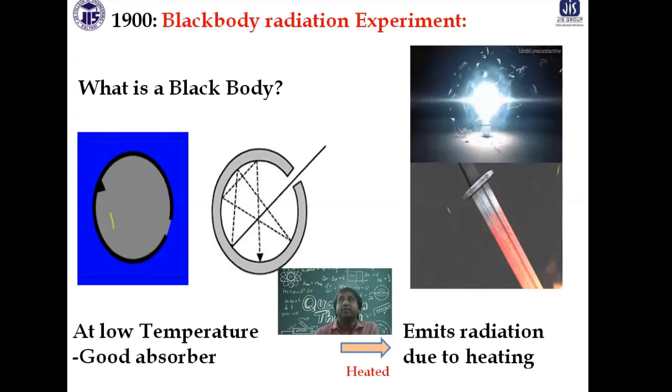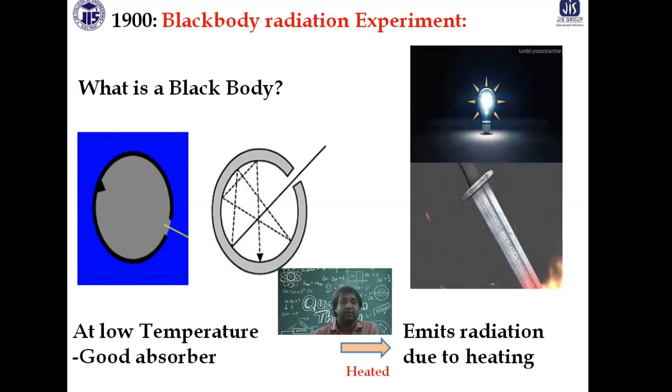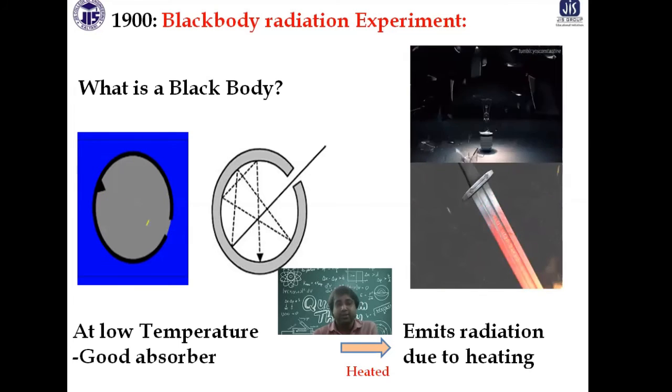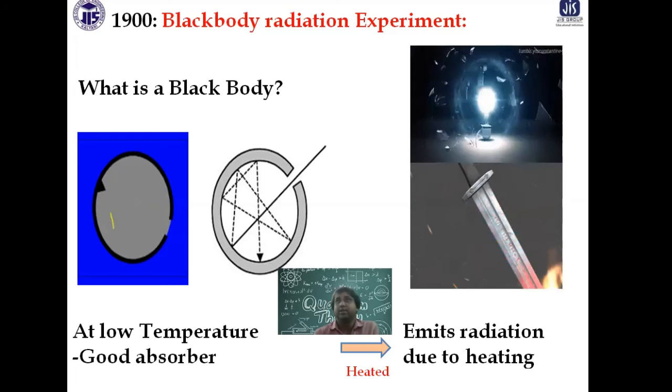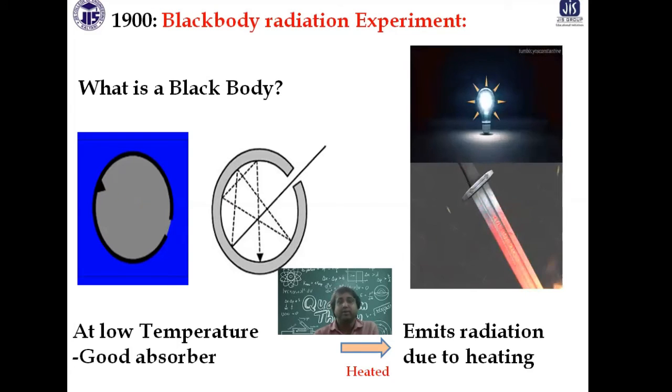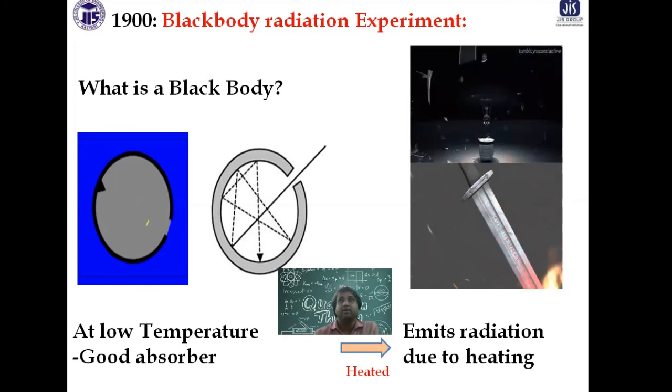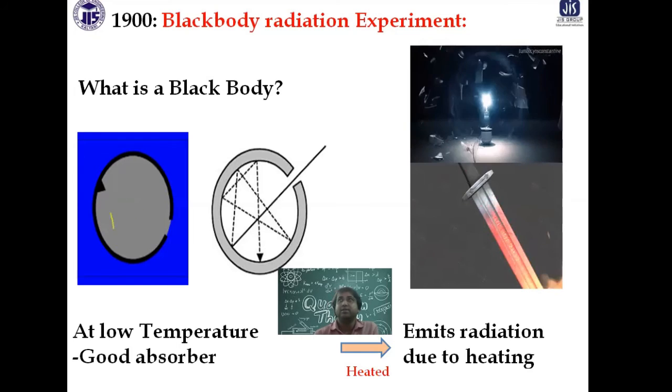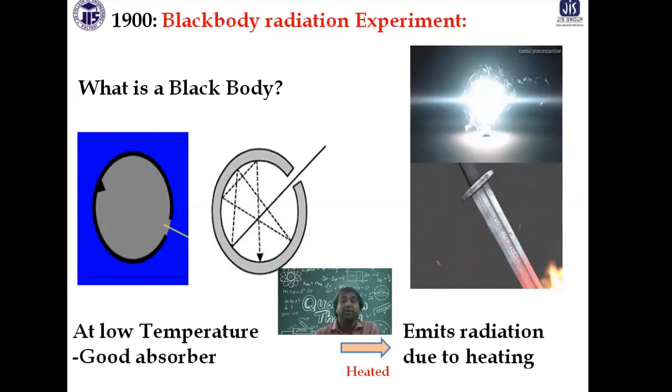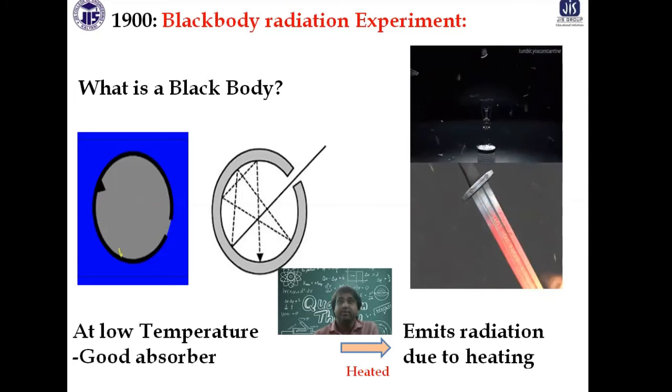That filament bulb is a practical example of a black body. You'll be doing some experiments in the lab. You'll be determining Planck's constant. You'll be determining Stefan's constant. You'll be doing an experiment with a solar cell. All these things we'll do. So a filament bulb is like a black body.